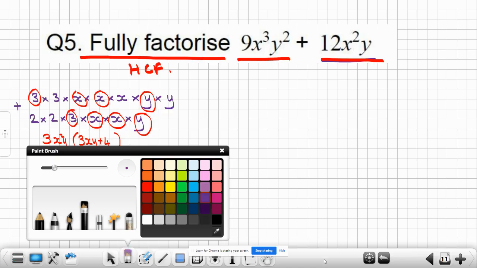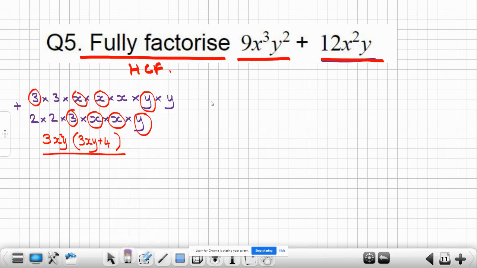So for an example, we might see that 9 and 12 have a shared factor of 3. I think that's really straightforward. And then we might say, well, this has got a shared factor of x. And then we've got a shared factor of y. So you might do that. And then we'd see what was left. So 9 divided by 3 is 3. x cubed divided by x is x squared. y squared divided by y is y. So we'd be left with that in the first term.